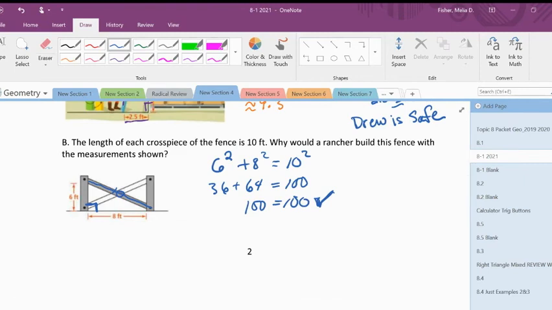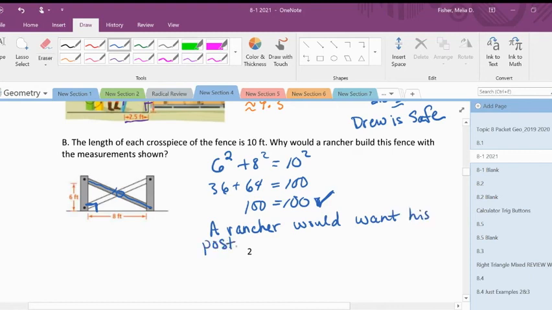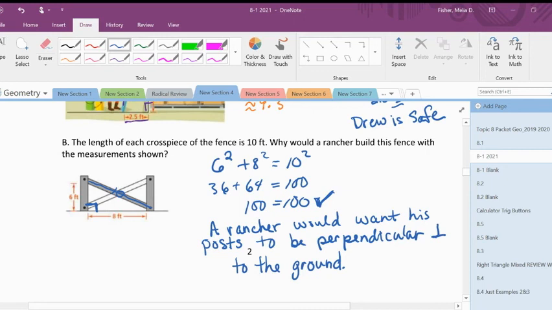So because it's a right triangle, it's asking, why would a rancher build this fence with the measurements shown? And a rancher would want his posts to be perpendicular to the ground. If you're one of those people who doesn't love taking the notes, remember that you can use the symbol for perpendicular if you'd like, instead of writing out the word.